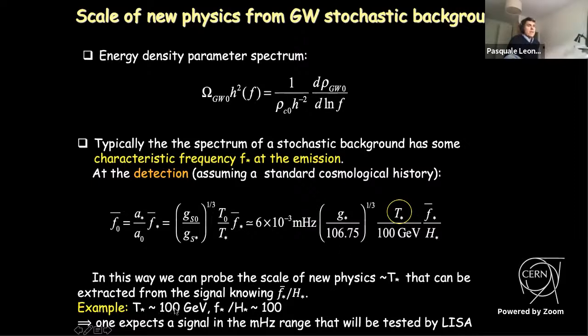So for example, if you take that the emission is at a temperature of 100 GeV, so at the electroweak scale, and if you take the parameter that is the ratio of the characteristic frequency at the emission to the expansion rate at the emission, of about 100, these are typical values in electroweak symmetry breaking, you will expect a signal in the millihertz range that will be tested by LISA. So usually, the claim in electroweak symmetry breaking is that LISA might test electroweak symmetry breaking. In our case, we will be interested in a phase transition in the dark sector, and we will see that this statement will be changed.